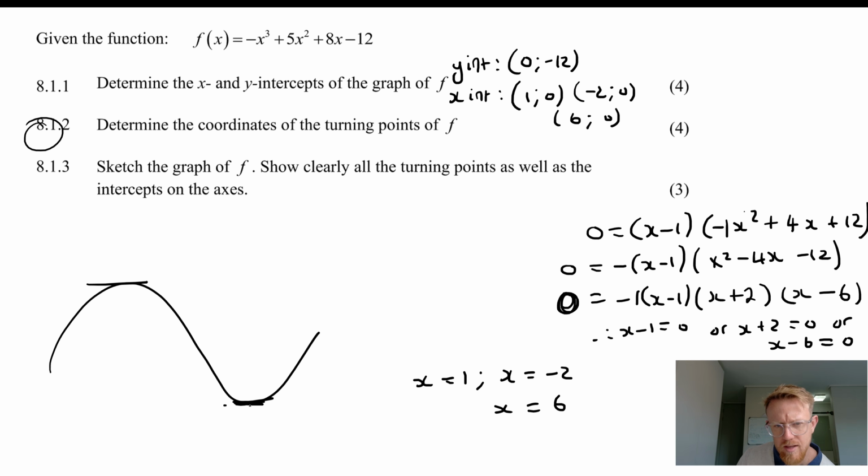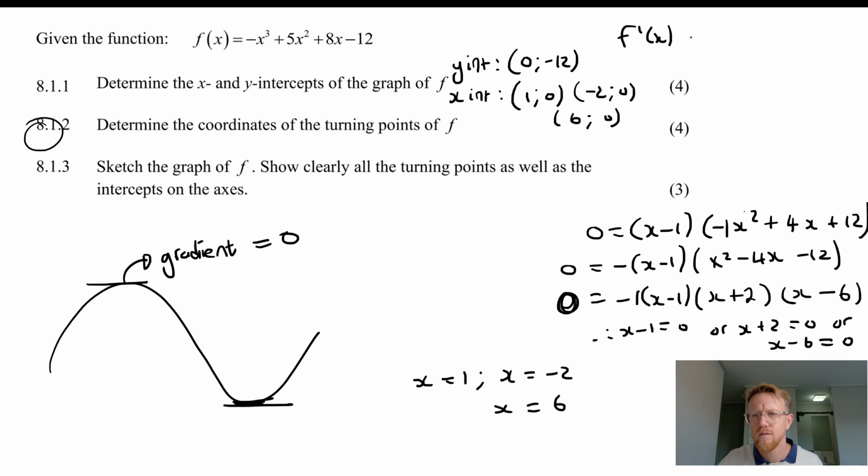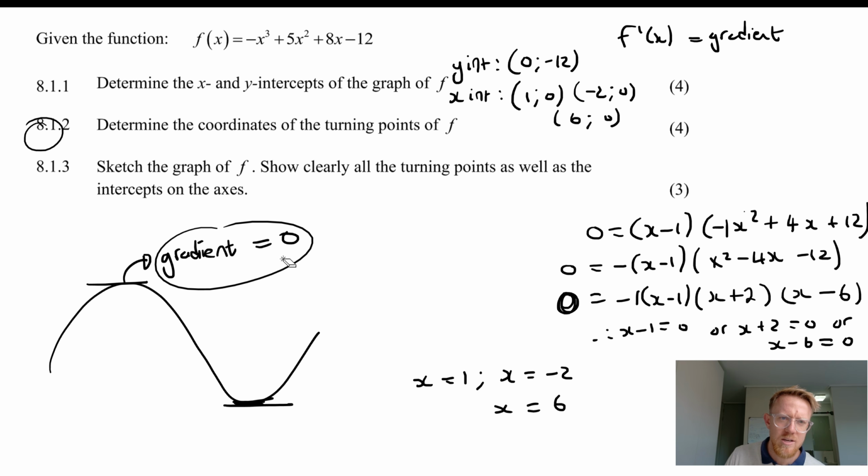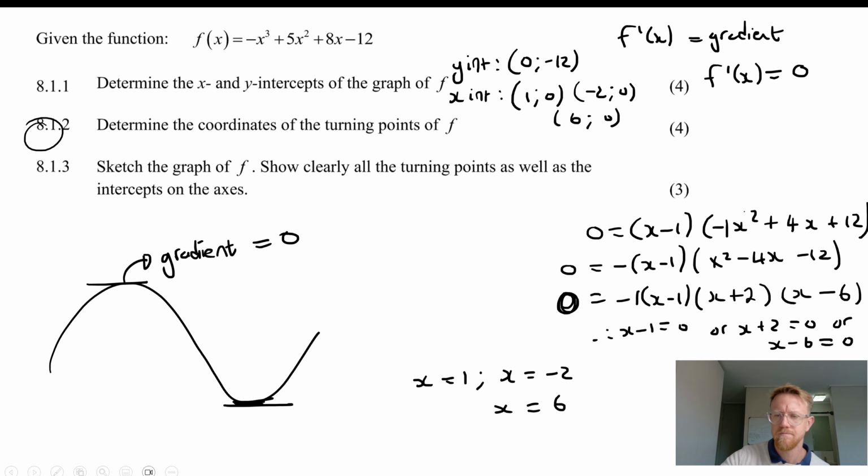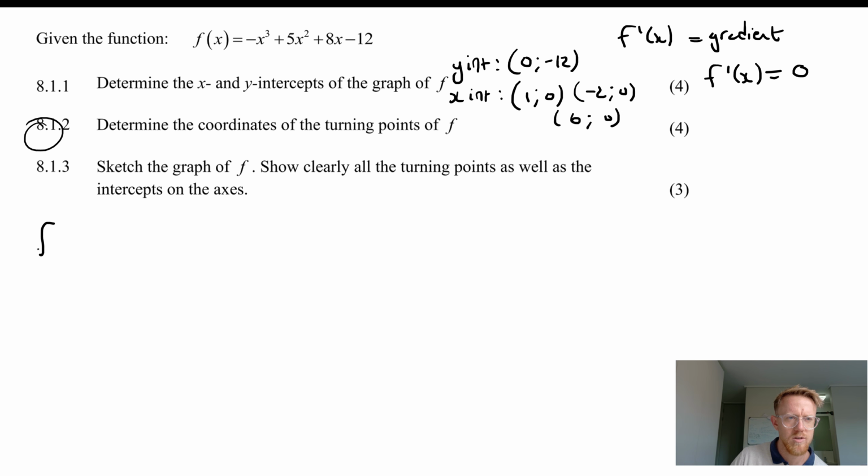So the places where the turning points are is where the gradient equals 0. And we know that gradient is the first derivative. First derivative is your gradient. So we want to find out where the gradient is equal to 0. So we are going to take the first derivative and we're then going to make it equal to 0. If we take our first derivative, we end up with minus 3x squared, because I take that 3 and multiply it to the front, and then I subtract 1 from the power, and then plus 10x plus 8. Now we said we want to make that equal to 0.